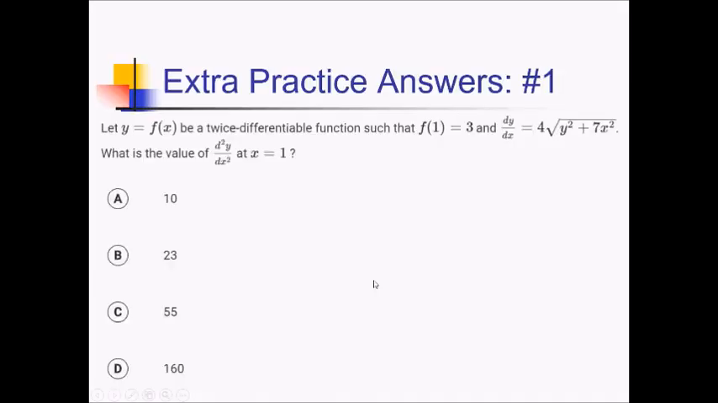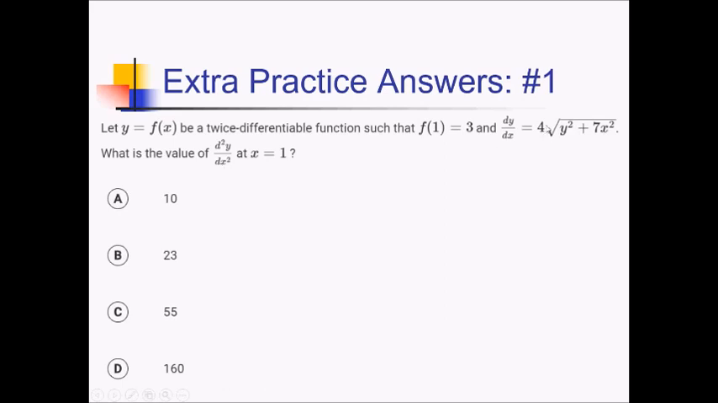derivatives. For this problem, we have a twice differentiable function y equals f of x, and we're told that f of 1 is 3, and that the first derivative is this crazy looking formula over here. We want the value of the second derivative at x equals 1. Alright, well, let's get a formula for the second derivative before we do anything else.